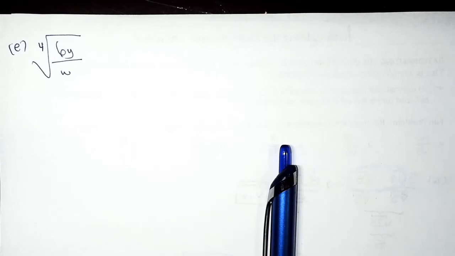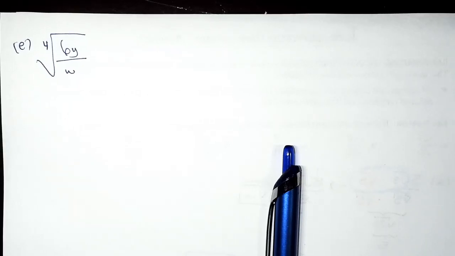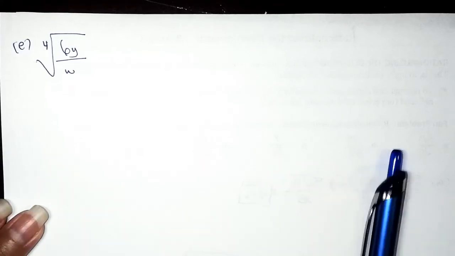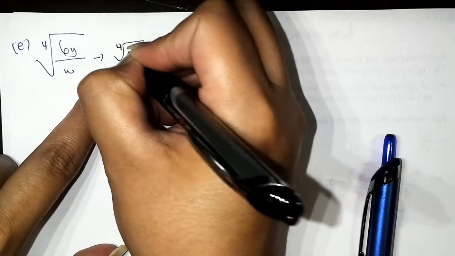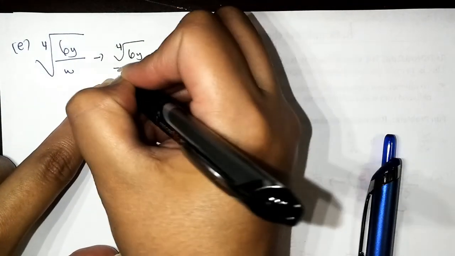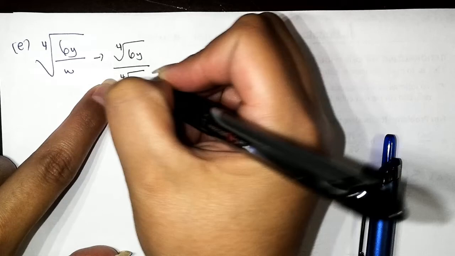And we're back. Okay, so problem E, we have the 4th root of 6y over w, and the directions are rationalize the denominator. So what we're gonna do is split the top and bottom by using the quotient rule for radicals. That will give us the 4th root of the numerator over the 4th root of the denominator.